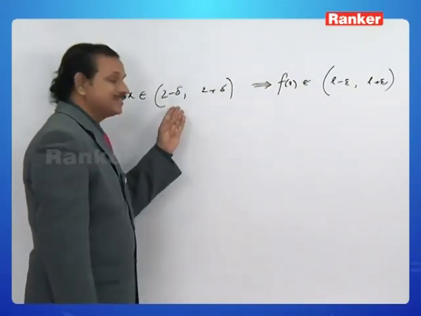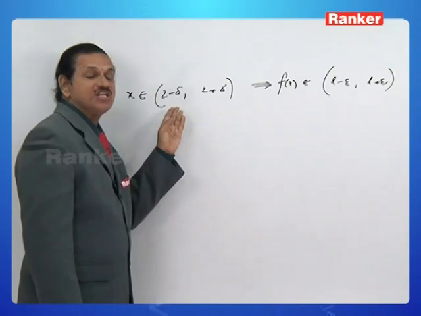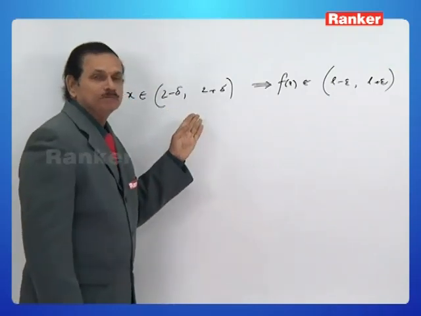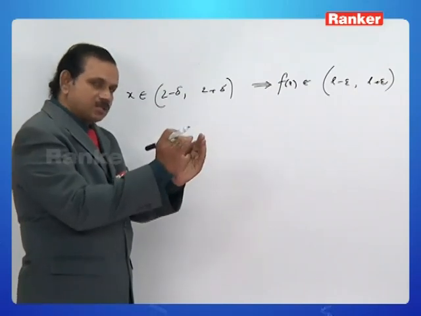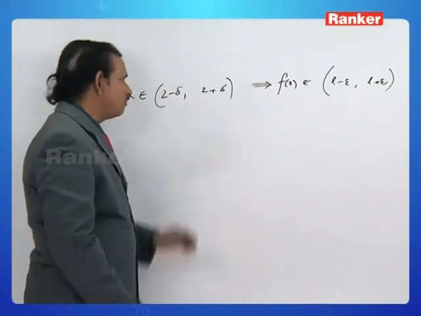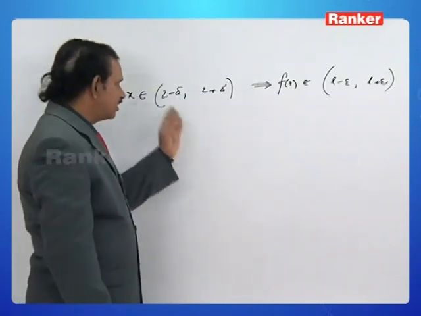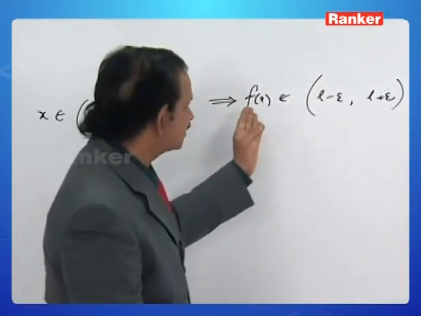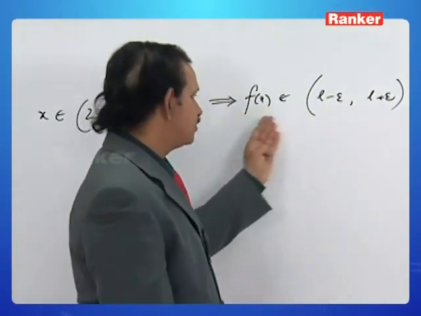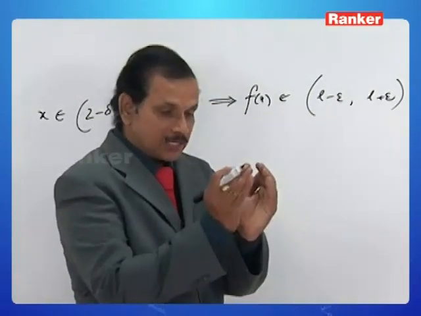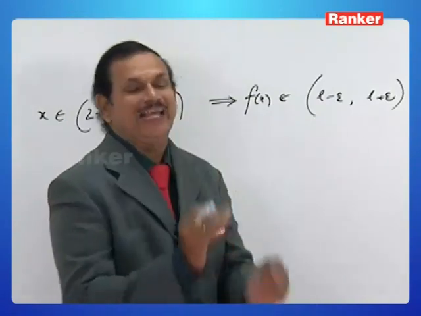X tends to 2 means x is supposed to lie very, very close to 2, either to the left of 2 or to the right of 2. It is in the place surrounding 2, that is, in the neighborhood of 2. With a similar concept, f of x lies in L minus epsilon to L plus epsilon. What does it mean? It is supposed to lie in the neighborhood around L, that is, in the place very close to L.